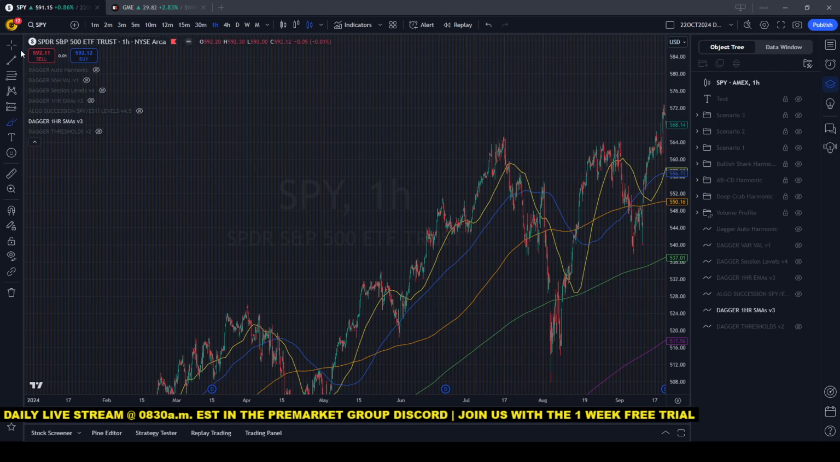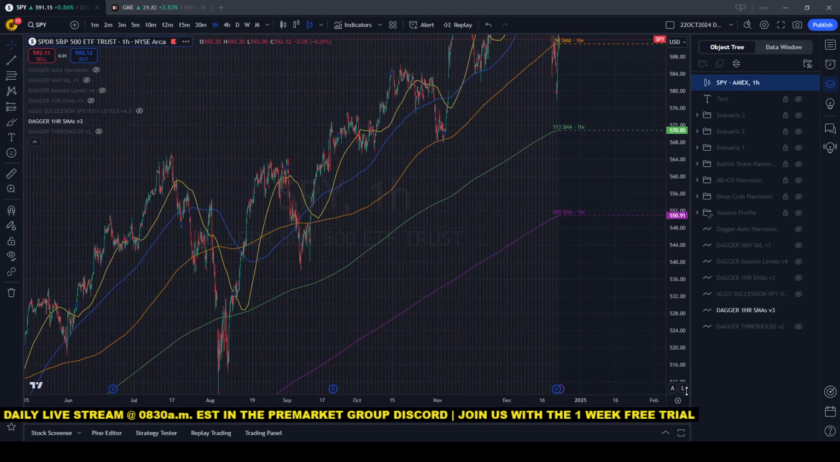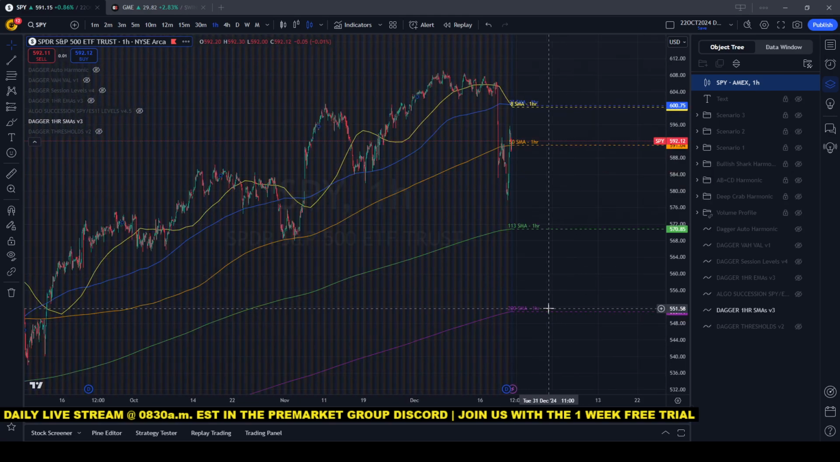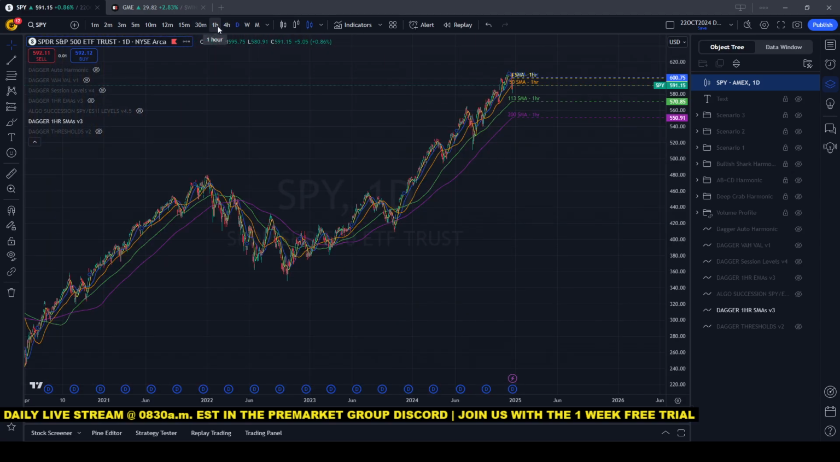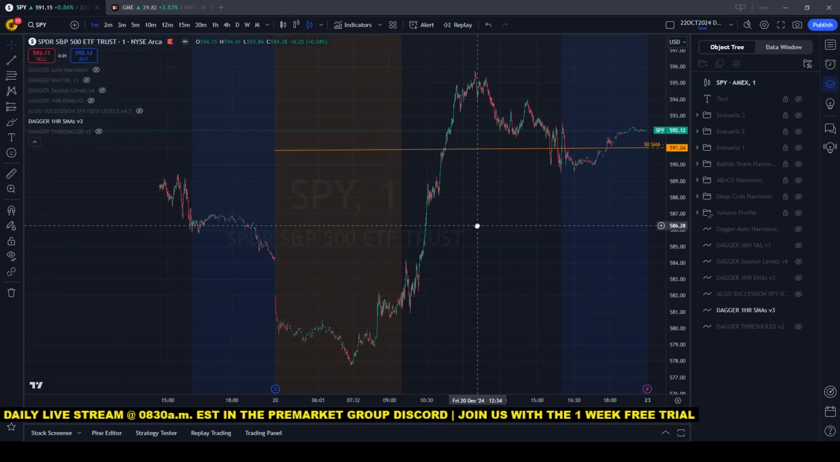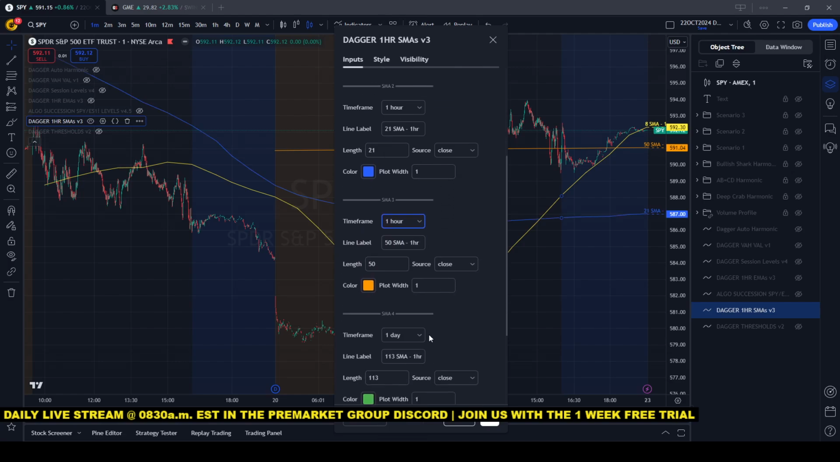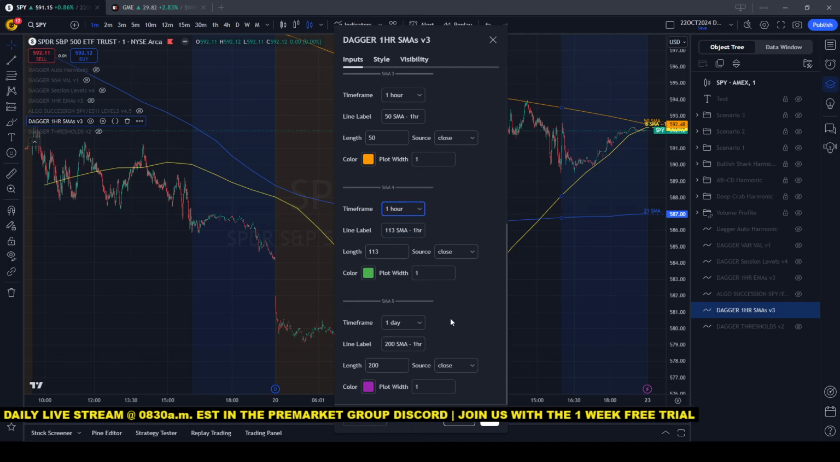So that pretty much summarizes the Dagger SMA indicator. The main purpose of it was for me to be able to isolate the time frame data that I use on the hourly, daily charts, and even other time frames, but to go on like a 1 minute chart and to be able to see all those levels on that same time frame that I prefer to trade on and do my entries and my exits.